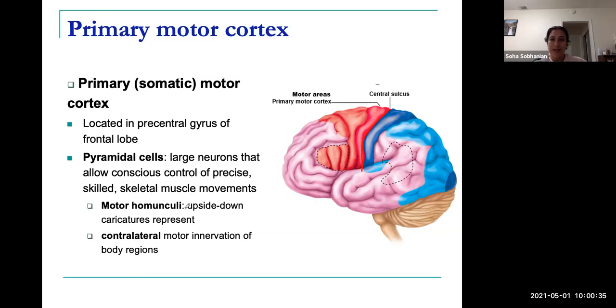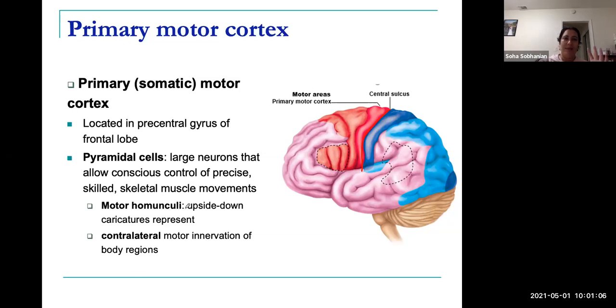Homunculus, we talked about this, guys. Remember I said if you have a lot of sensory in your face, a big part of your brain is going to process that. Now reverse that. If I have a lot of neurons that need to control my skeletal muscle, then I need a bigger part of my primary motor cortex dedicated to creating that motor response.